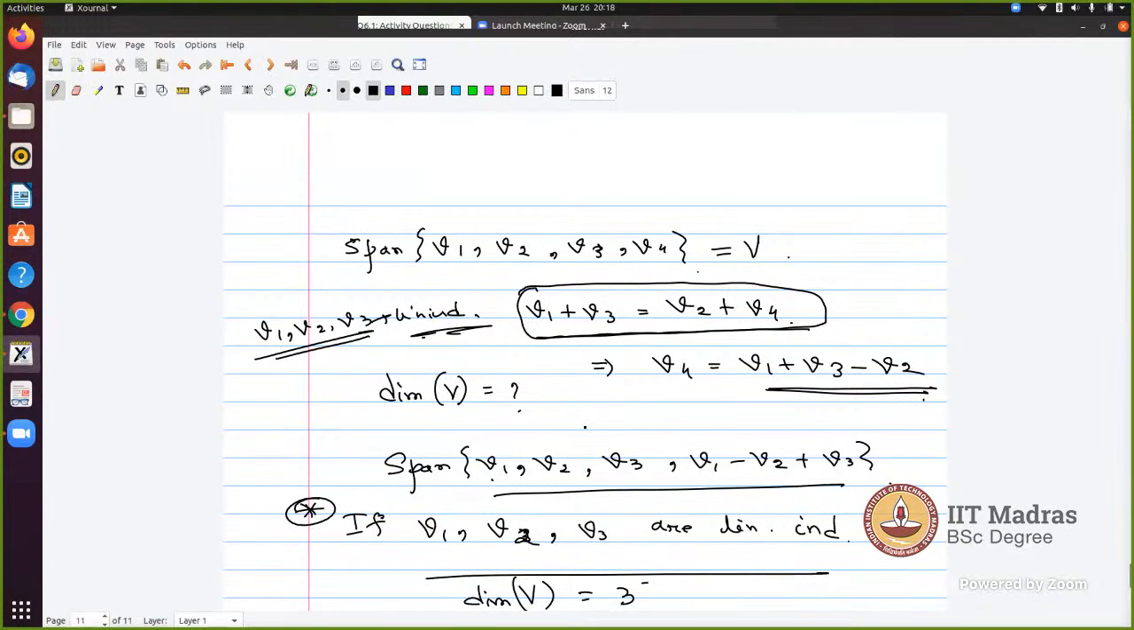What does this relation mean? Suppose I keep V4 on this side and take all the others on the other side. So V4 is basically V1 plus V3 minus V2, right? Yeah, I got it, sir.